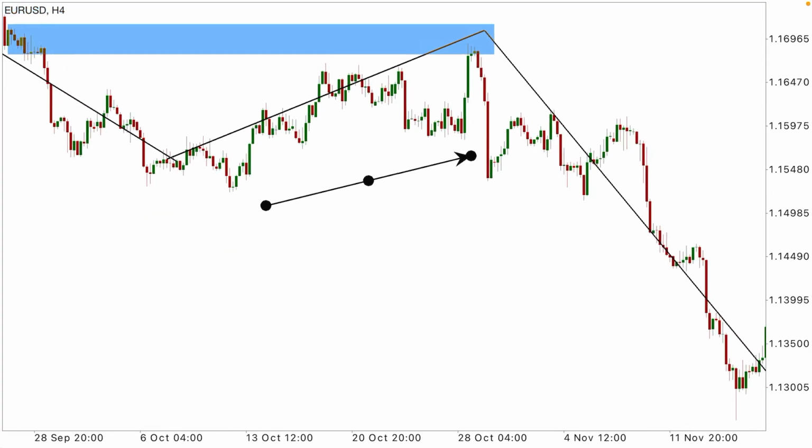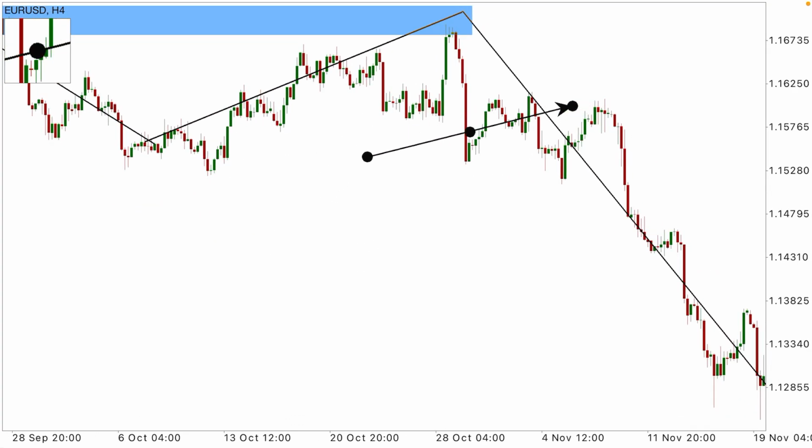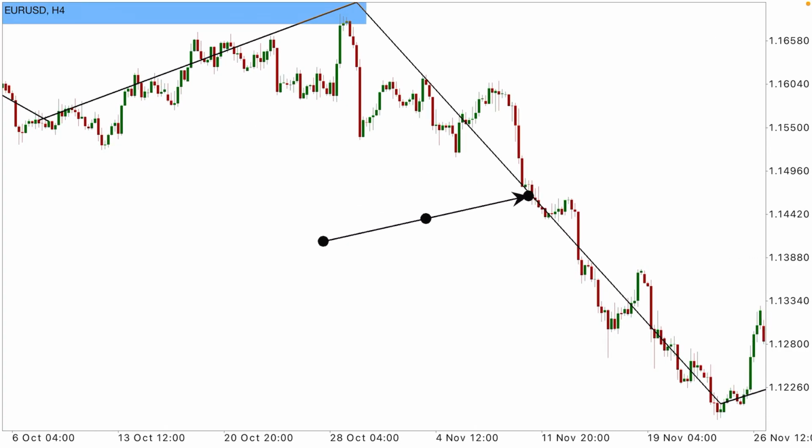All right, so as you can see here now, this is a mitigated supply zone. This has been mitigated, or it has been tested. This supply zone has not been tested or mitigated. This is a mitigated one, so you should be expecting price later on to come back to mitigate or test this supply zone. So this is an area of concentration for future trades.